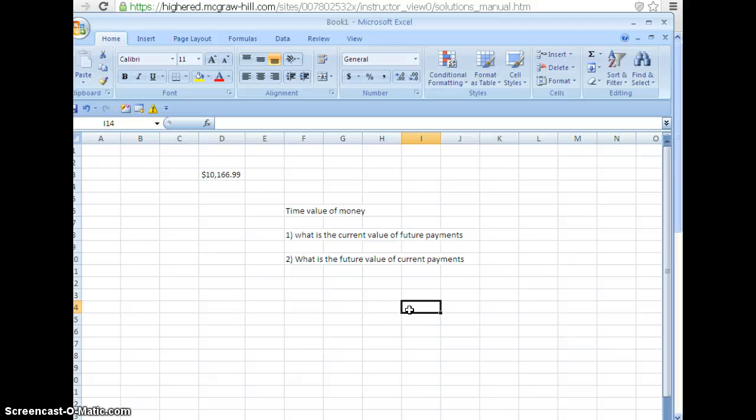So again, future value is $20,000. That's what you're going to have at the end of 10 months, earning 7% interest, number of periods 10. So we want to find out what it's going to be worth. So what we do is we have to solve for the present value. Now, follow along very carefully here.